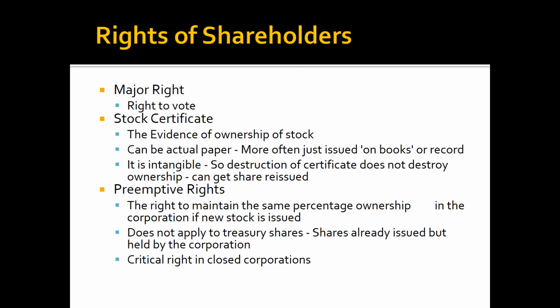Well, theoretically, as new stock is issued, not treasury shares, we'll talk about what those are in a second, you have the right to buy your proportional interest. Now, if shares have already been issued, but they're held by the corporation, they haven't sent them out for sale yet, when you buy your 10 shares, there's no preemptive rights. But preemptive rights are critical in small corporations and closed corporations so that people can maintain their corporate ownership.